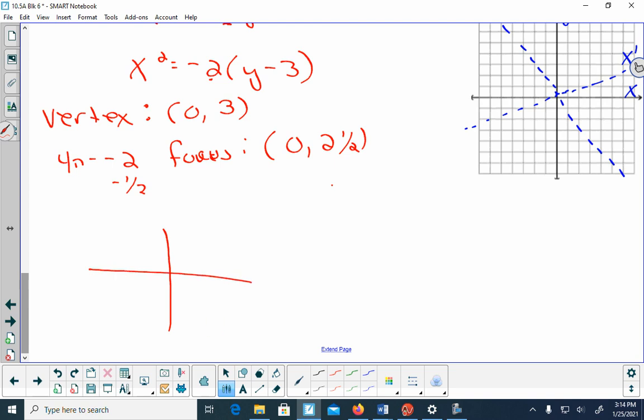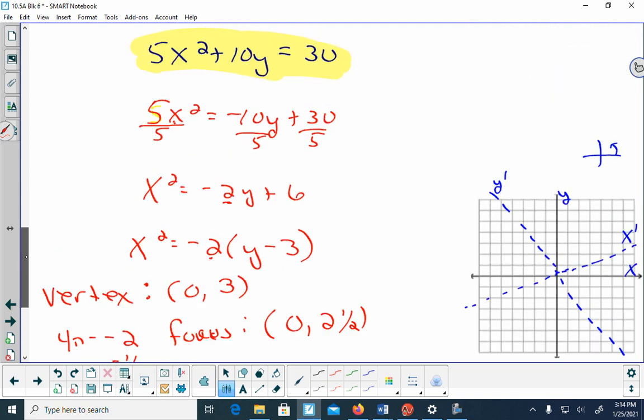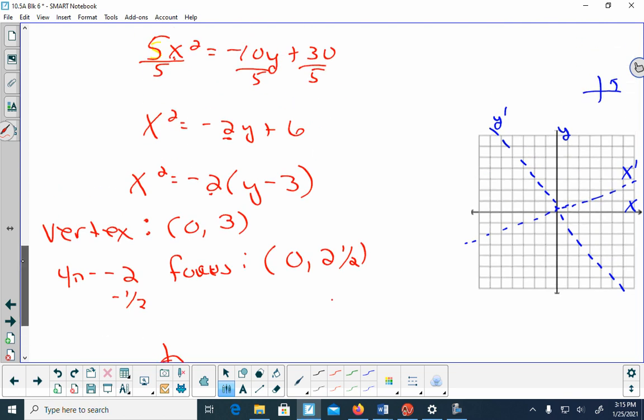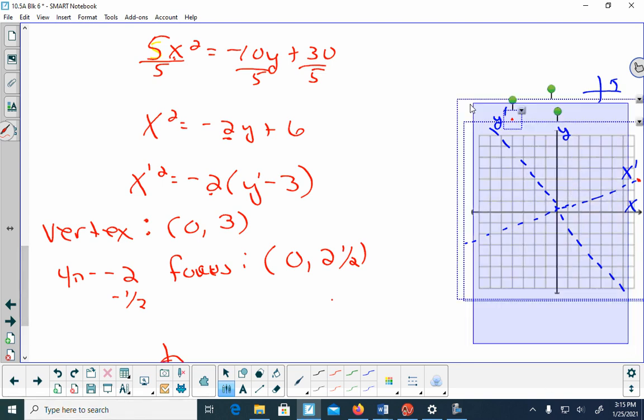So what I have now is my vertex is on a normal plane 0, 3, and then my focus will be there. So my parabola will look something like that. That is if it were on a normal XY plane, but it's not. Remember, these are primes. We took out the primes. This is my X prime, Y prime, which means I have to graph on my X prime axis and my Y prime axis. So I'm going to pick up that you're just rotating your piece of paper. I'm going to make sure that I grab everything so everything comes with me.